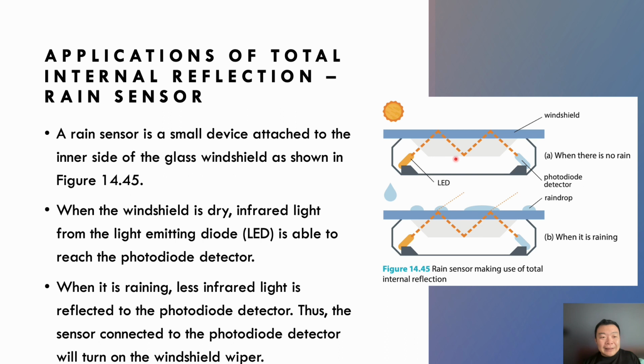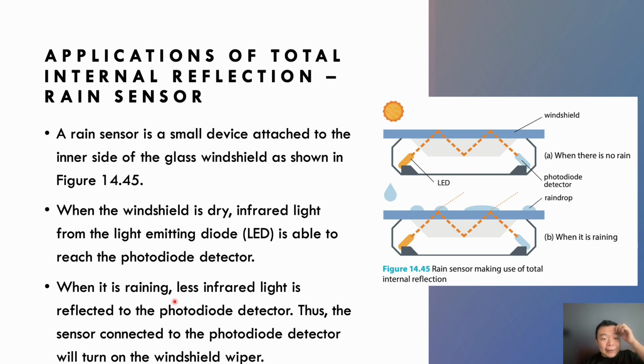So basically what happens here is there is a detector here, as you can see, and there's an LED here. So the LED will constantly fire a light ray out, which gets reflected off the windshield into the detector. So when there is no rain, the LED is able to reflect completely, and then it will reach the detector. Once the detector receives the signal, we know that there is no rain.